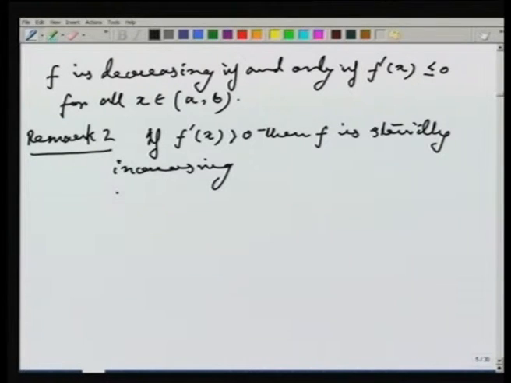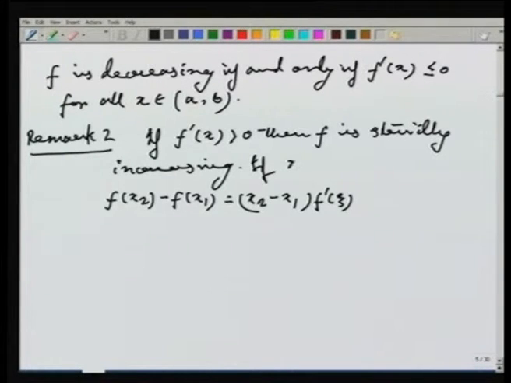It is very easy to prove. You just look at f x 2 minus f x 1, write it as x 2 minus x 1 times f prime xi, then I know this is strictly bigger than 0 by the assumed condition. That would imply that f of x 2 is strictly bigger than f of x 1. But what about the converse? Is it true that if f is strictly increasing, then its derivative everywhere is strictly bigger than 0?